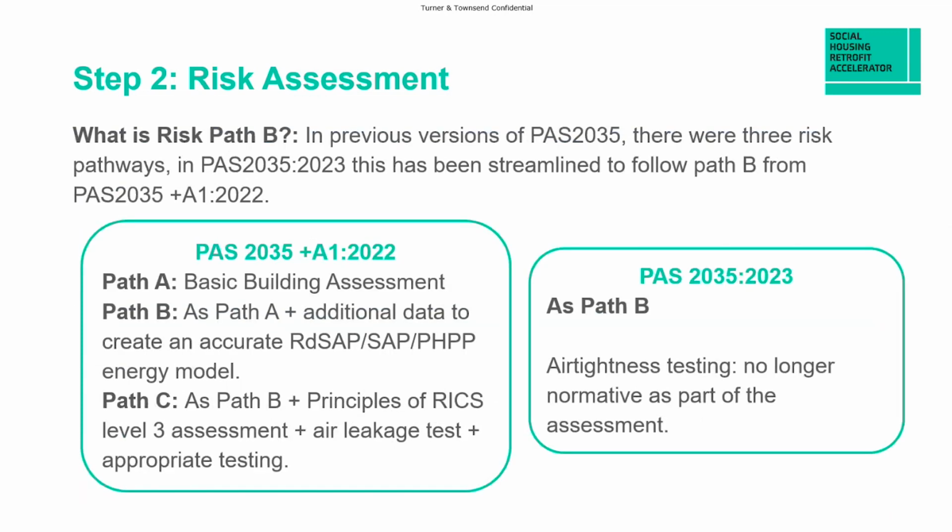Okay, let's move on. So risk assessment. Risk pathway B, we've said, doesn't really exist anymore. Sorry, the pathways A and C don't exist anymore. We're moving to a single pathway B. Airtightness testing is no longer normative under this assessment. So it's not to say you don't ever need to do it.